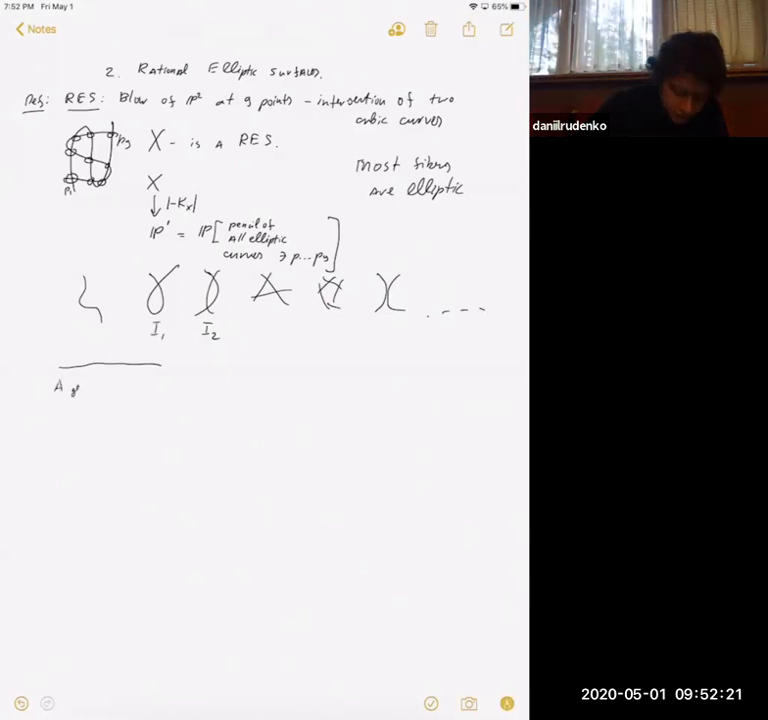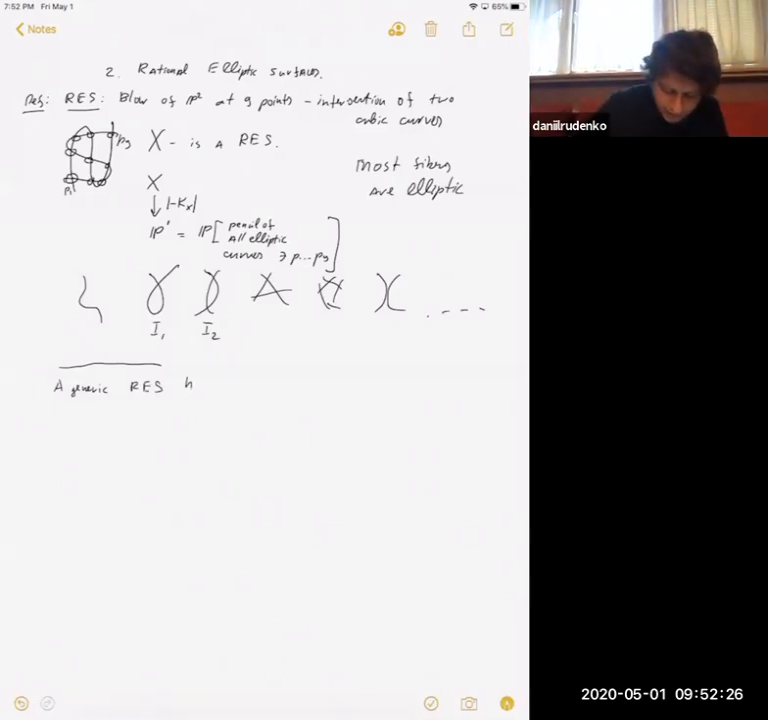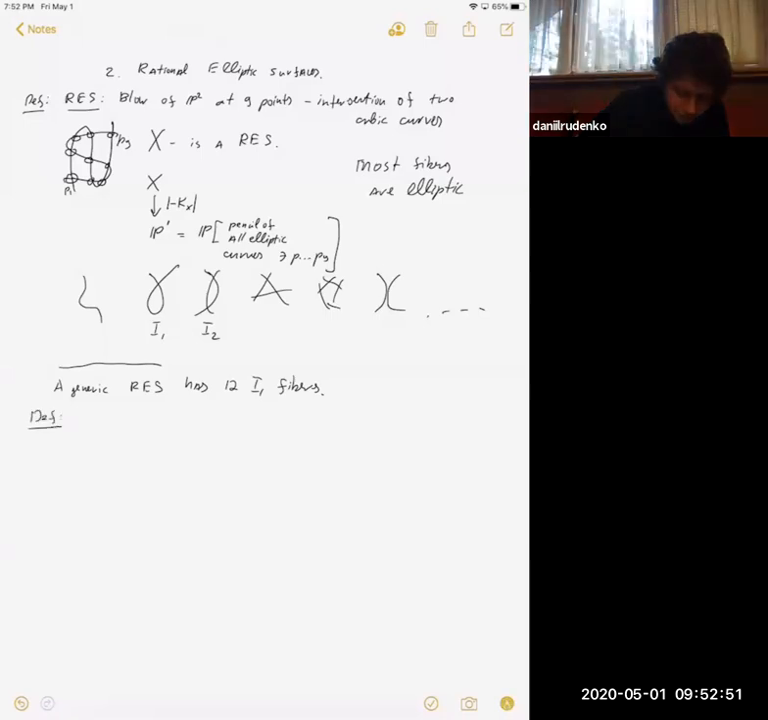So a generic rational elliptic surface has 12 I1 fibers in this anticanonical map. And one can easily see that the moduli space of all rational elliptic surfaces has dimension 8. And if I want to make a correspondence between them and tetrahedra, I want to reduce the dimension. So let me give a definition for this talk.